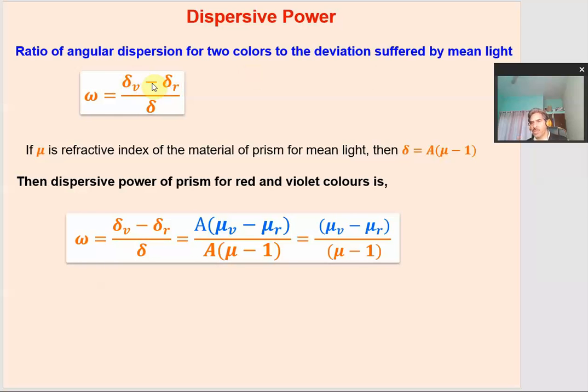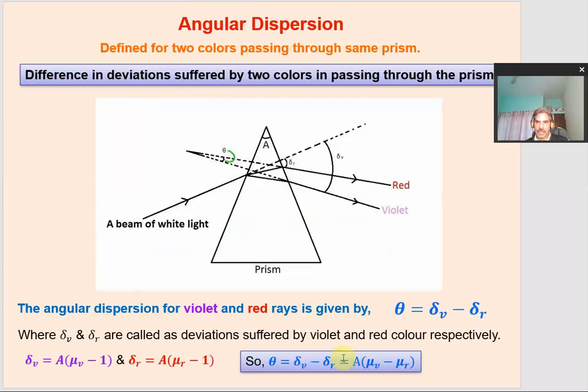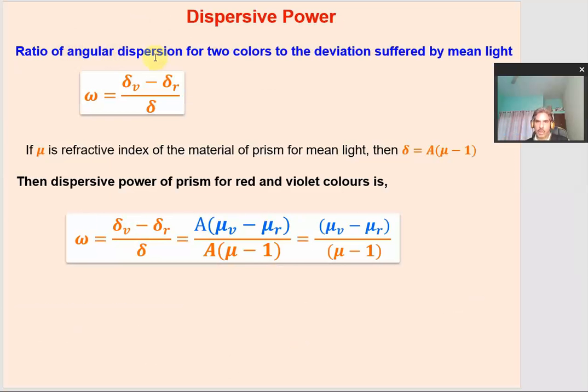Suppose that we have a white light which is composed of 7 colors, right? So mean light here is called yellow color of light, because for yellow color of light, the refractive index lies exactly between the refractive index for the red and the refractive index for the violet color light. So yellow is called the mean color of the light. So dispersive power is the ratio of angular dispersion, which we have discussed here, for the two colors to the deviation suffered by the mean light of the two lights, right?